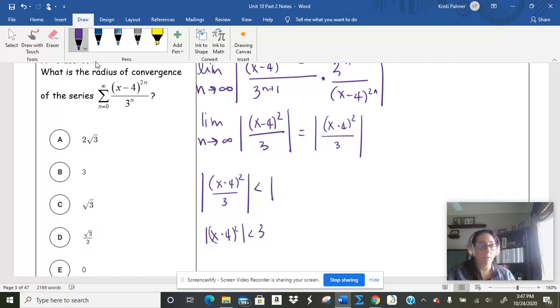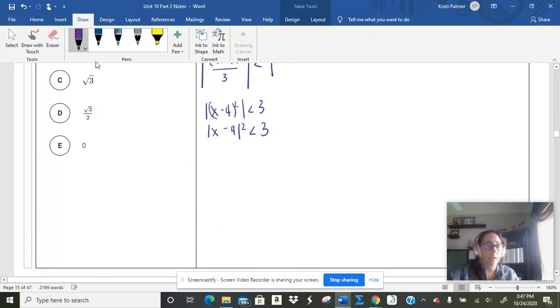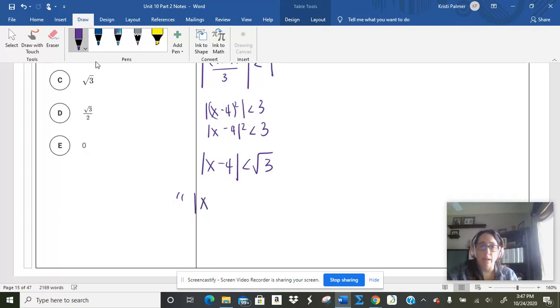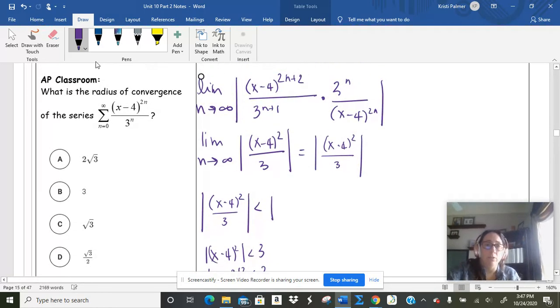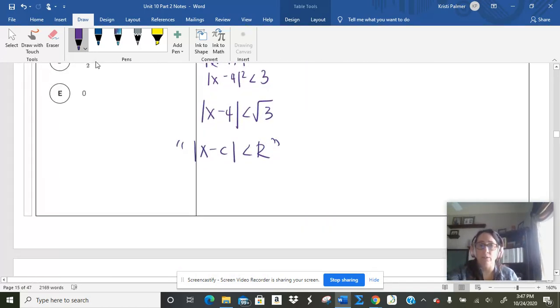So I'm going to multiply the 3. I'm going to use what we talked about in that pre-series by taking the square root out. So I'm going to go ahead and square root the square out. And now we're in the form x minus c, because we were centered at 4, is less than my radius. You agree we were centered here at 4. So that's where we want to stop for the radius of convergence. So there is my radius of convergence.